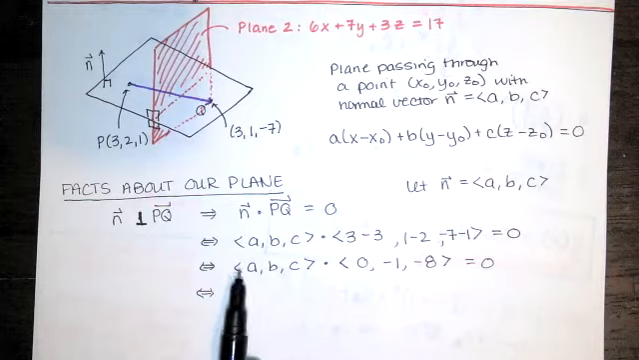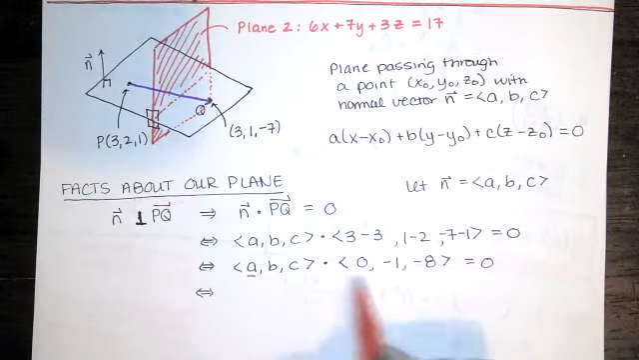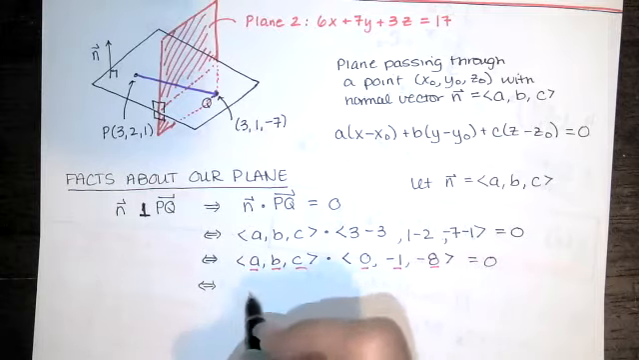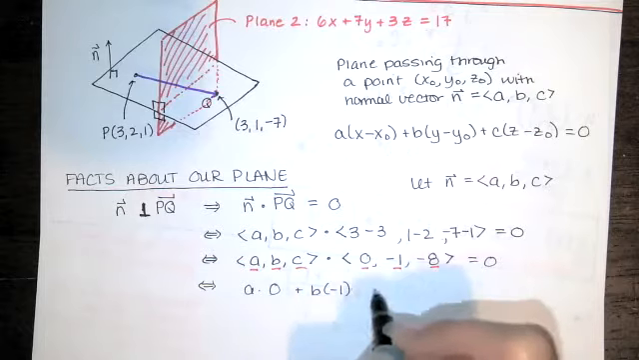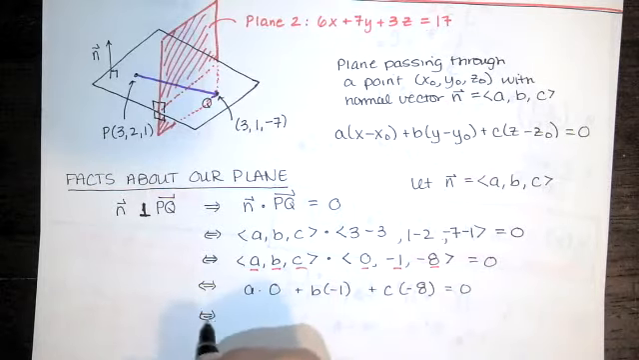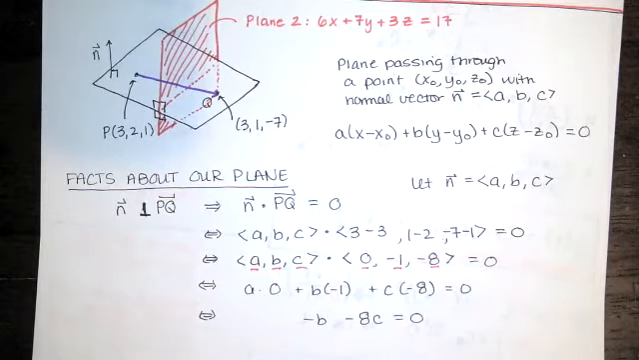And we keep going. If I want to take the dot product of these two vectors, it's actually very simple. We just multiply and add. Multiply component by component and add. So we have A times 0 plus B times -1 plus C times -8. And that result is our dot product, and that has to be equal to 0. So I've got -B minus 8C equals 0.